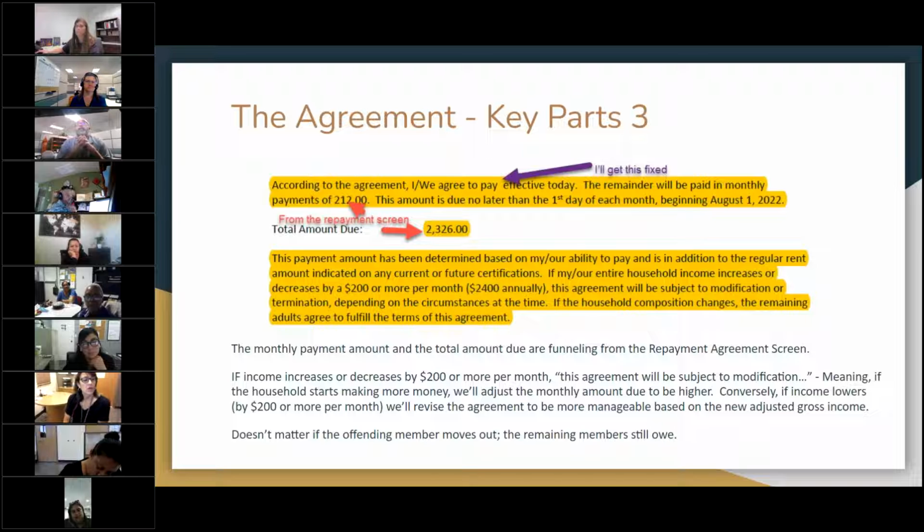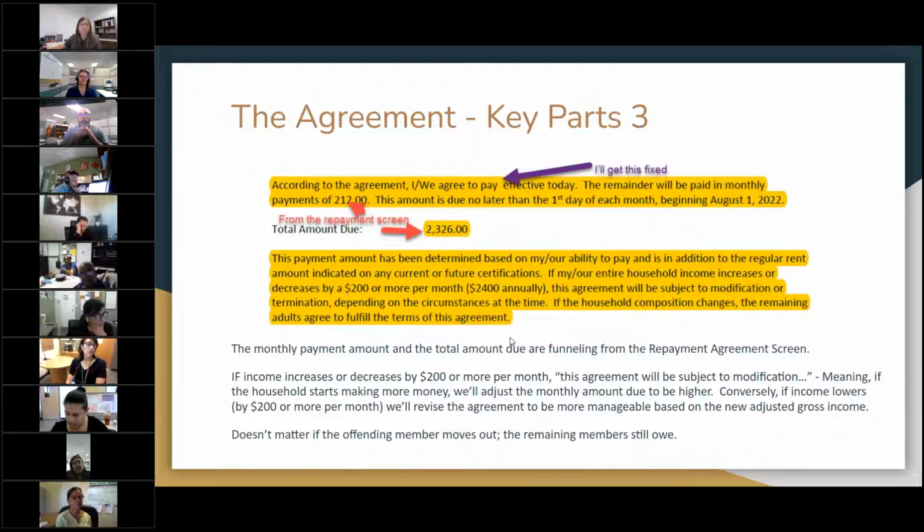So according to this agreement, we agree to pay. Here's another error in this form. I'll get this fixed as well. It should have the amount that they're agreeing to pay effective today. But then the remaining will be paid in installments of $212. Both of these things are coming from that repayment agreement screen, pulling in from there. And this amount is due on the 1st, and it's beginning August 1st. Those three things all pulled in from the repayment agreement. This is in addition to the rent. And this key part, which I don't think we do nearly enough of, both ways, is that if their entire household's income increases or decreases by $200 or more per month, we can renegotiate this amount. And we'll see how to do that in just a minute.